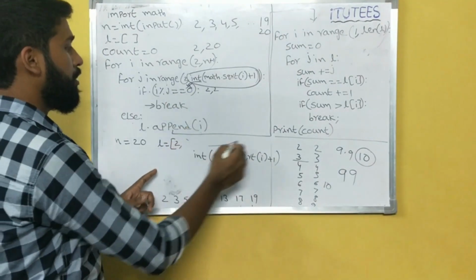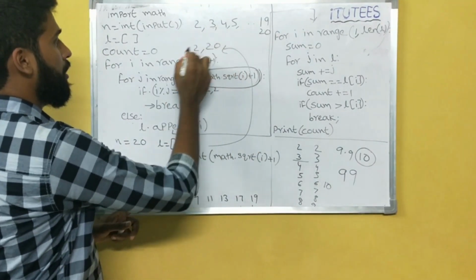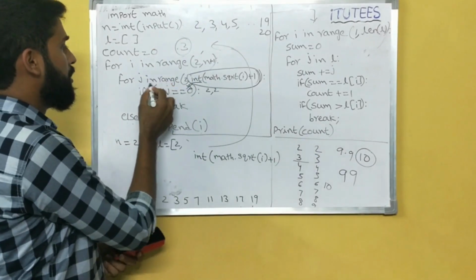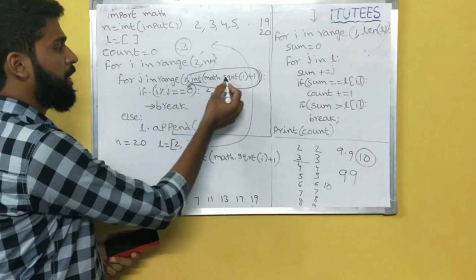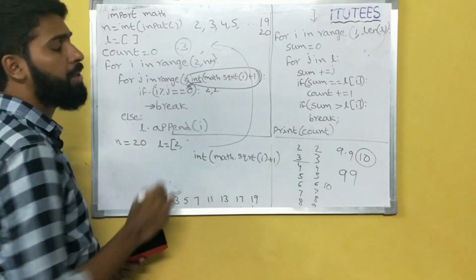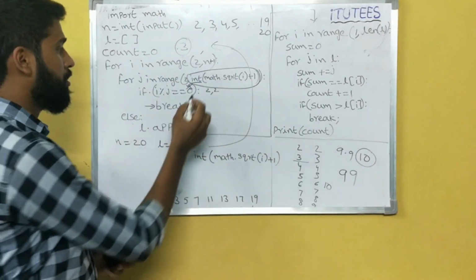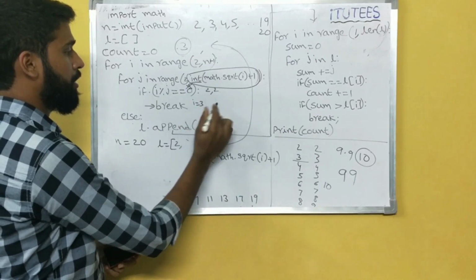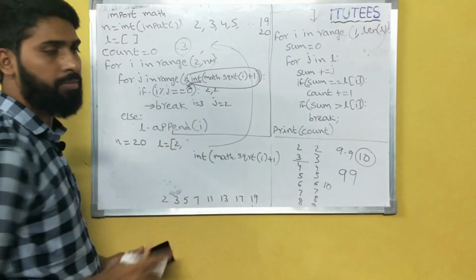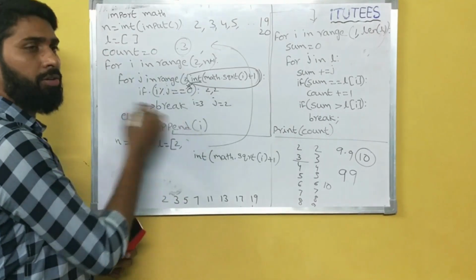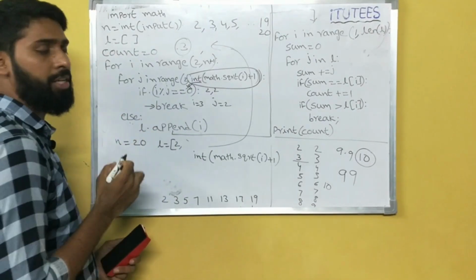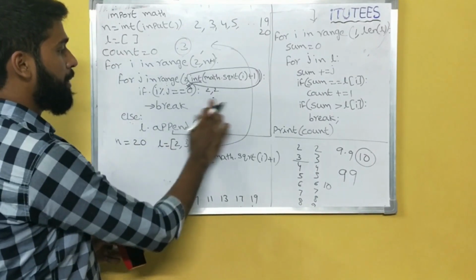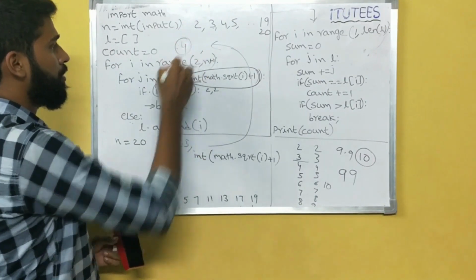Next it goes to 3. Now the i value equals 3. For j in range of 2 comma int of math.sqrt(3) plus 1, it again becomes 2 comma 2. So what is the j value? 2. What is the i value? 3. Again we are not executing this break, so we enter into the else block. L.append(3). Next i becomes 4.